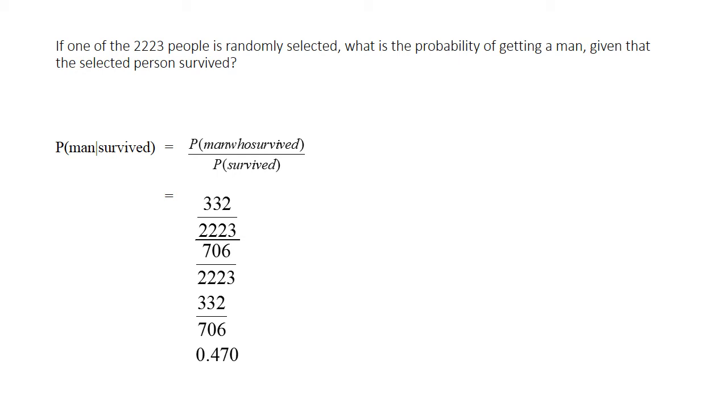So if we look at the table, the probability of men who survived is 332 out of our total 2,223. All of that is divided by the probability of survivors, and we have a total of 706 survivors divided by the total number of outcomes, which is 2,223. That complex fraction reduces to 332 divided by 706, which is 0.470 in decimal form.